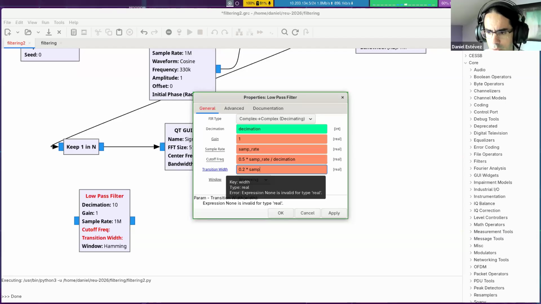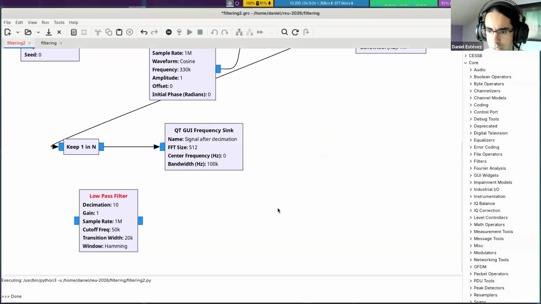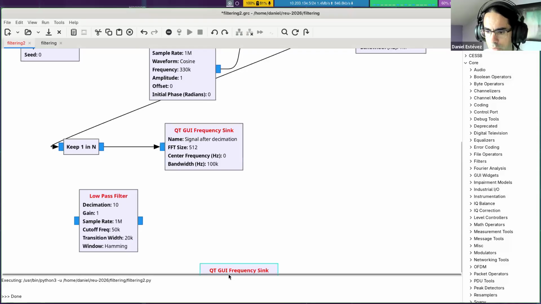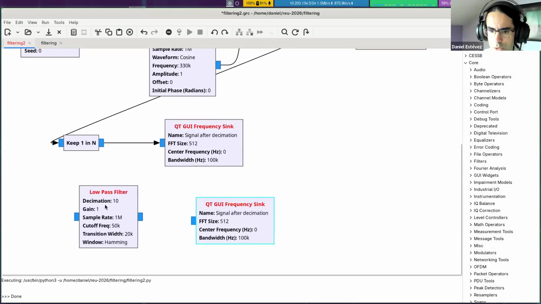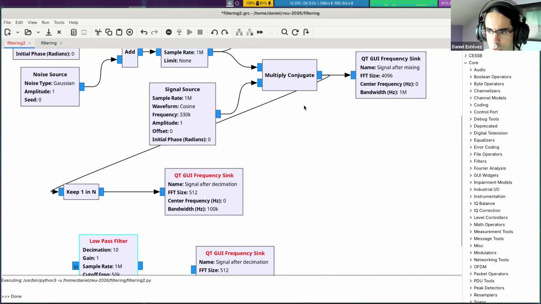And to begin with, I'm going to set it to 20% of the output sample rate. I usually set it like this. It's easy to remember. So this is 0.5 always, and this is, I don't know, 0.2, 0.1, 0.05. It depends on how good you want the filter to be. So for the sake of the demonstration, I'm going to start at 0.2, and then I'm going to make it narrower. Very important, this needs to happen before decimation.